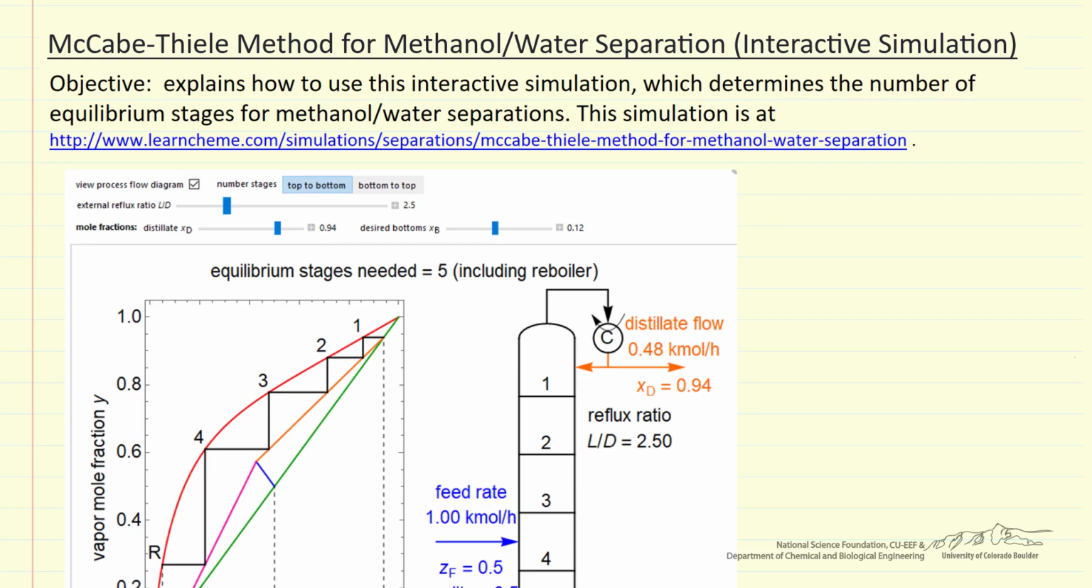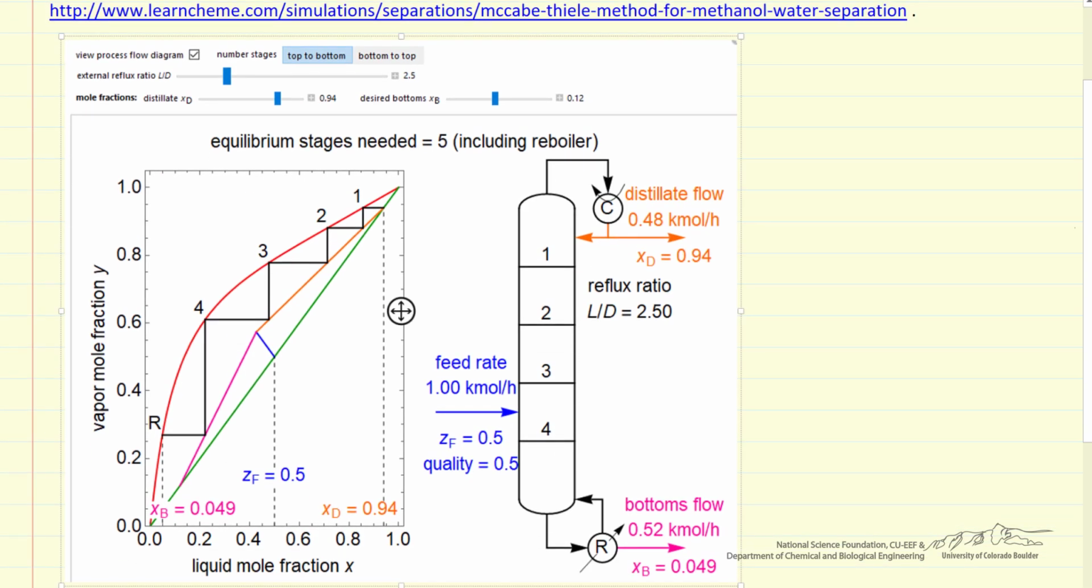I'll briefly show how to use an interactive simulation that demonstrates calculating the number of equilibrium stages using the McCabe-Thiele method. This is for a binary mixture of methanol and water. And look at the view of the simulation.